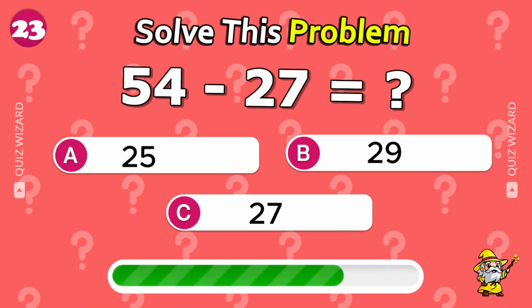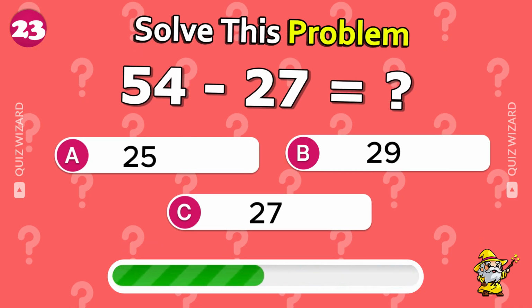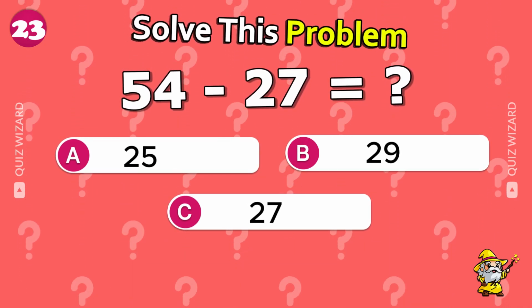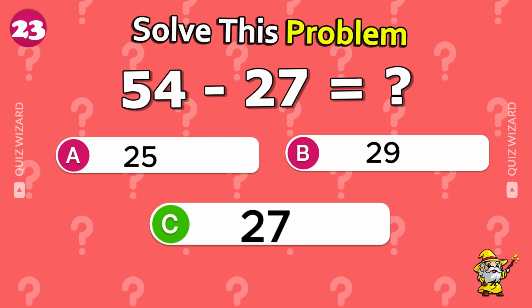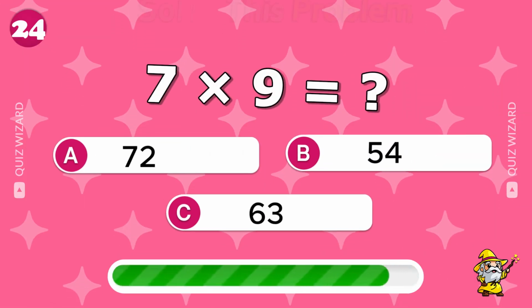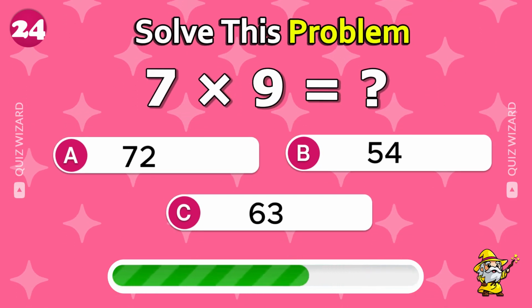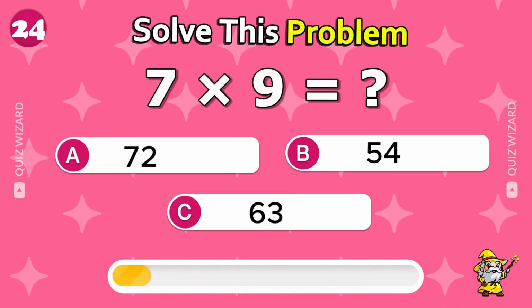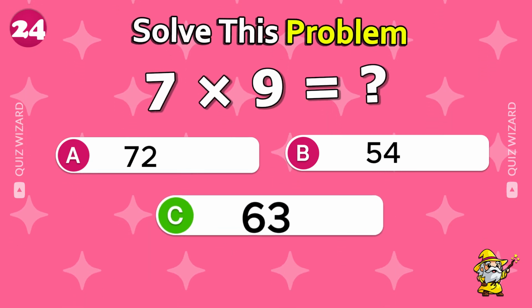Can you solve 54 minus 27? 25, 29, 27. Answer is 27. How much is 7 times 9? 72, 54, 63. Answer is 63.